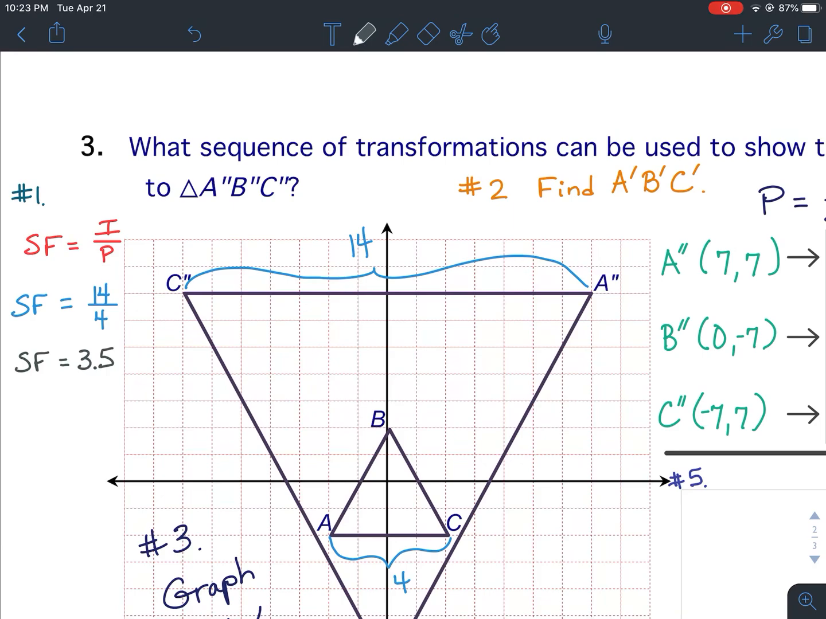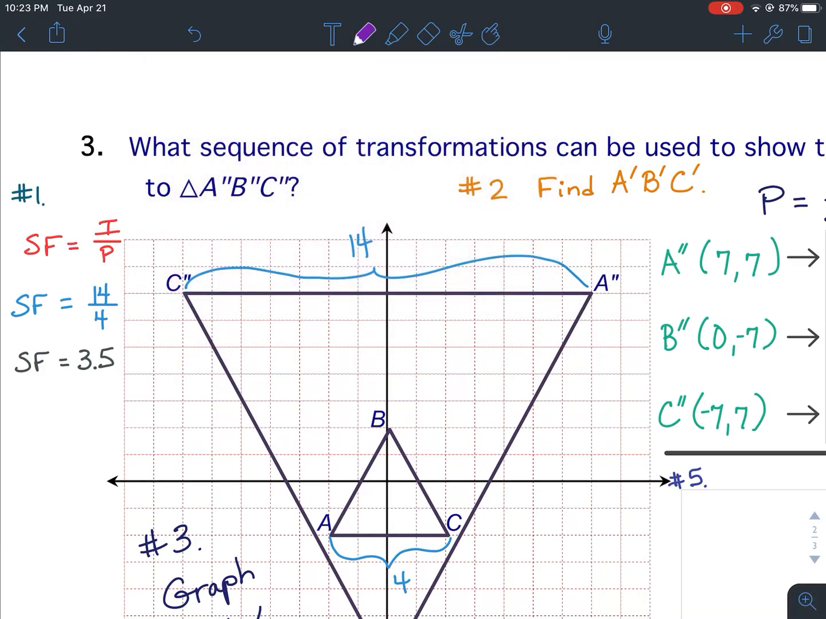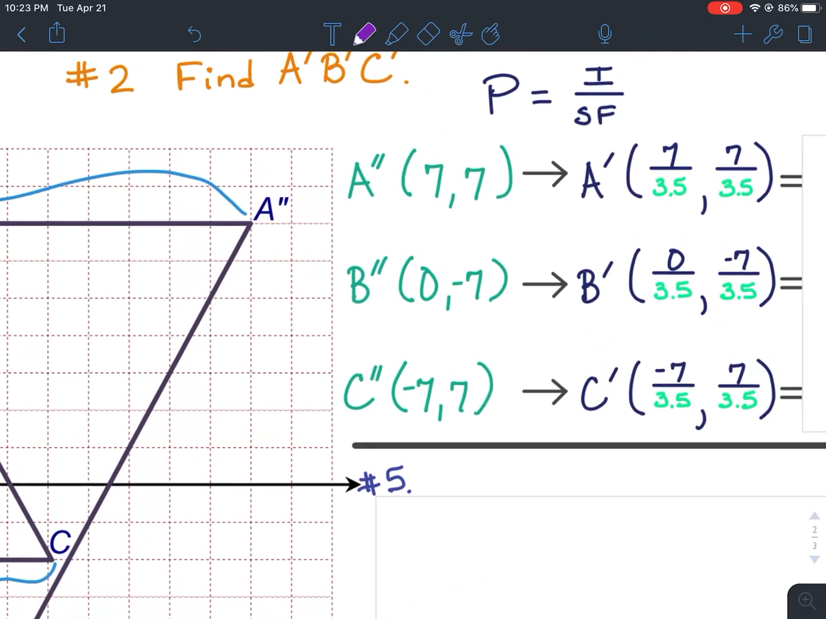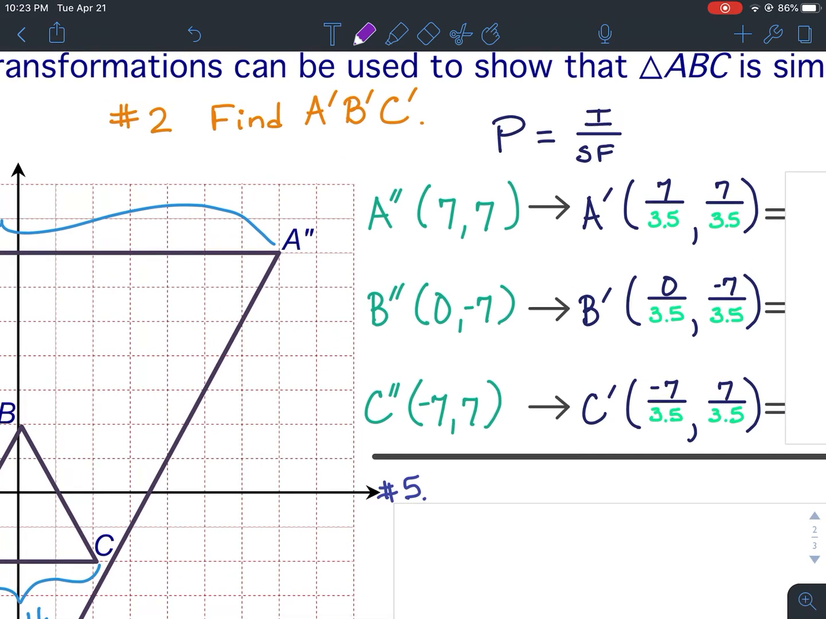So now we're going to move on to step 2. Step 2 is to find A prime, B prime, C prime. And again, remember, we are working backwards. So if we work backwards, we're going to use A double prime, B double prime, C double prime, and divide those ordered pairs by the scale factor of 3.5 to find A prime, B prime, C prime. So that's going to look like A prime would be 7 divided by 3.5, 7 divided by 3.5. B prime is 0 divided by 3.5, negative 7 divided by 3.5. And C prime is negative 7 divided by 3.5, 7 divided by 3.5.